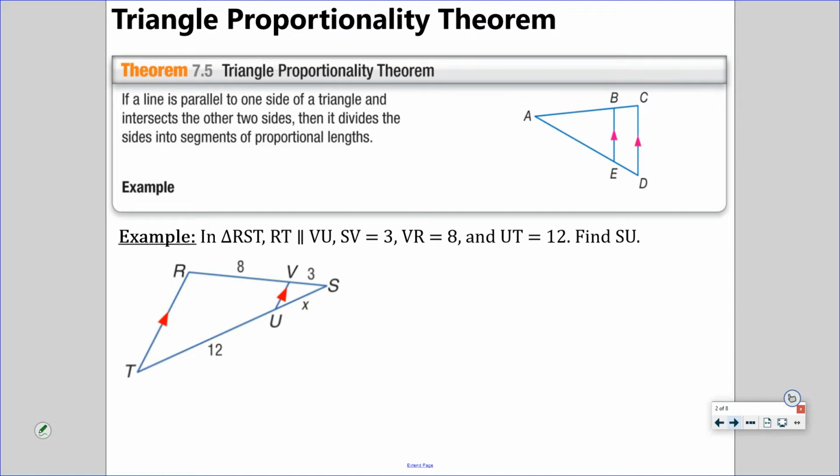All right, first one here: the triangle proportionality theorem. If we have a line that's parallel to one side of our triangle and it intersects the other two sides, look at my setup here. BE is intersecting AD and AC, and it's parallel to this third side. Then it's going to divide each of these two sides into proportional lengths, as long as these are parallel.